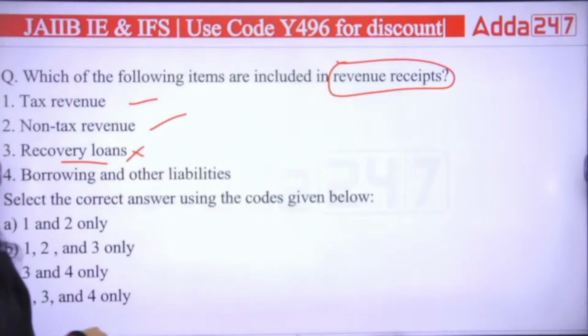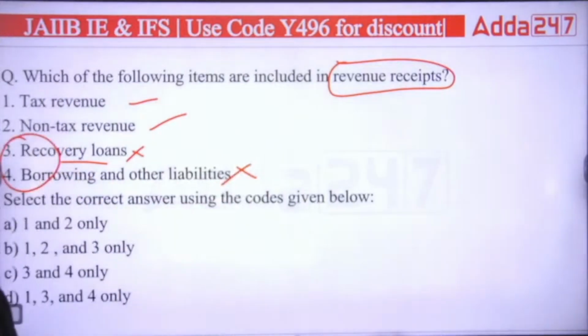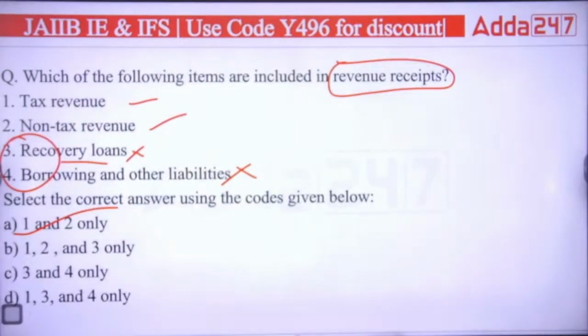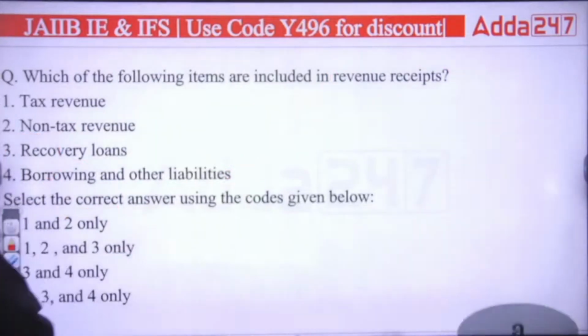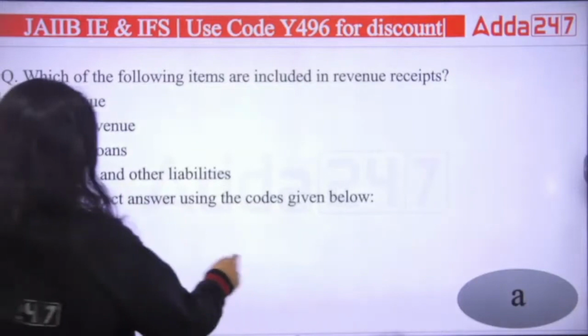Borrowing, if you are giving a loan to anyone or you are taking a loan from anyone, that's a long-term activity. So these two are capital account or the capital budget transaction. So answer will be 1 and 2 only. The right answer is 1 and 2 only. That is the A option. The tax revenue and non-tax revenue are the day-to-day income of the government.